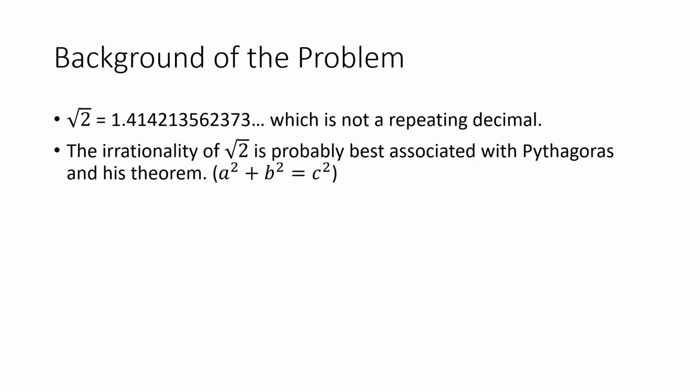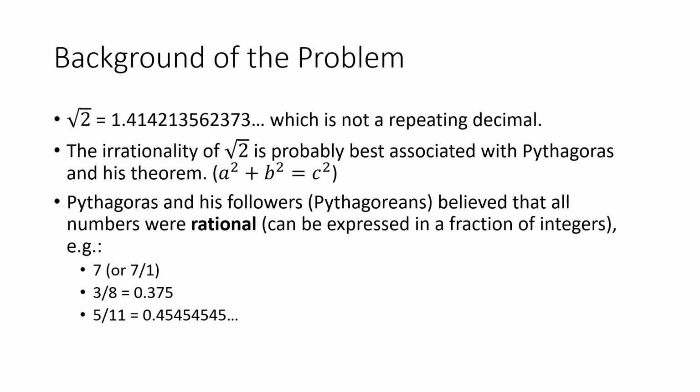The irrationality of the square root of 2 is probably best associated with the Pythagorean theorem, the one concerning right triangles. That's because Pythagoras and his followers believed that all numbers were rational and can be expressed as some form of fraction of integers, no matter how large the integers are. So if you put any fraction into a calculator, it produces a repeating decimal if it doesn't divide evenly. For example, here with 5/11.